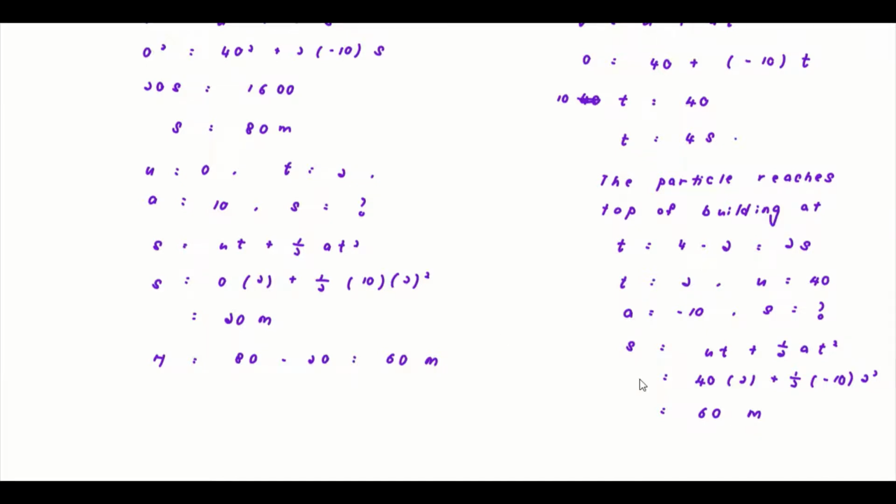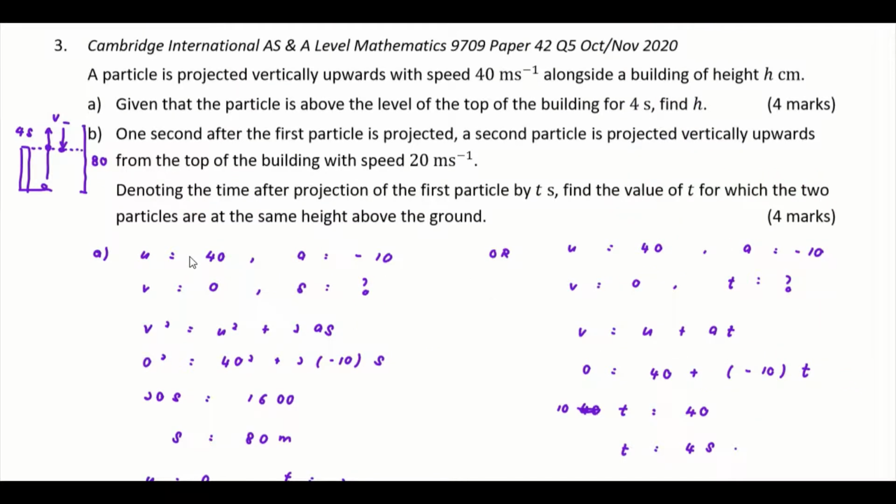All right, so now let's look at part B. This question is a bit similar to the last example that we had in the previous lesson. If you feel that it's challenging, please feel free to try it yourself, then after that, check the video for the answer. So 1 second after the first particle is projected, the second particle is projected vertically upwards from the top of the building with a speed of 20 meters per second.